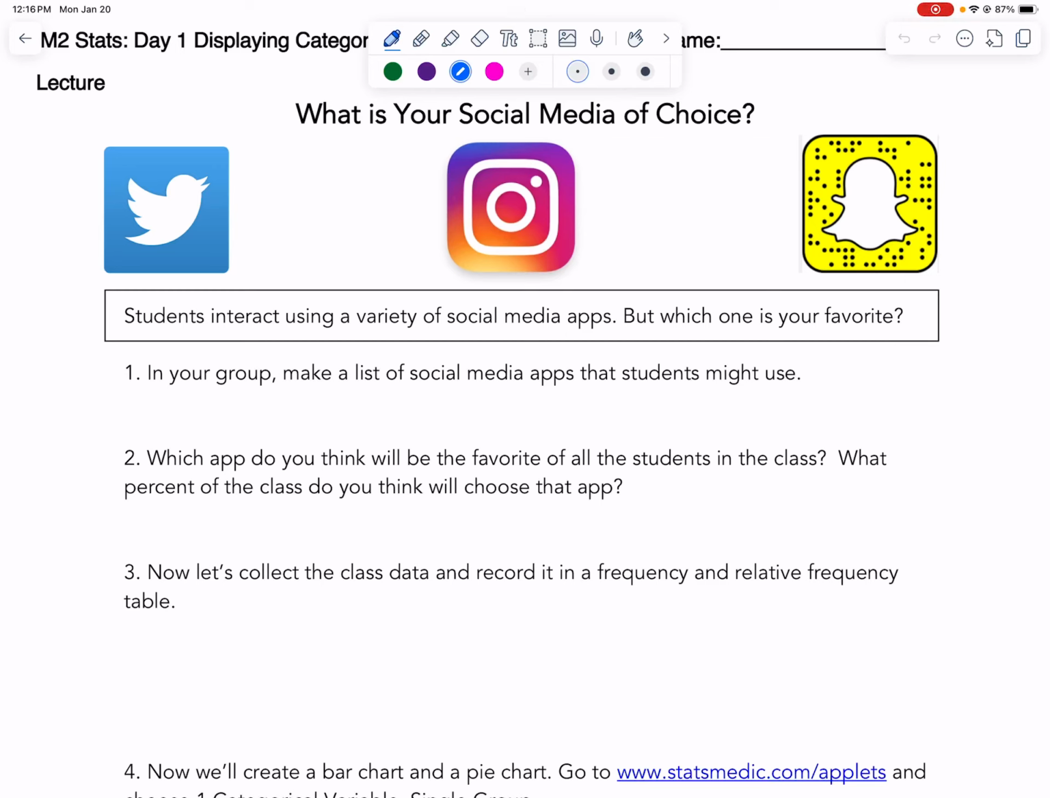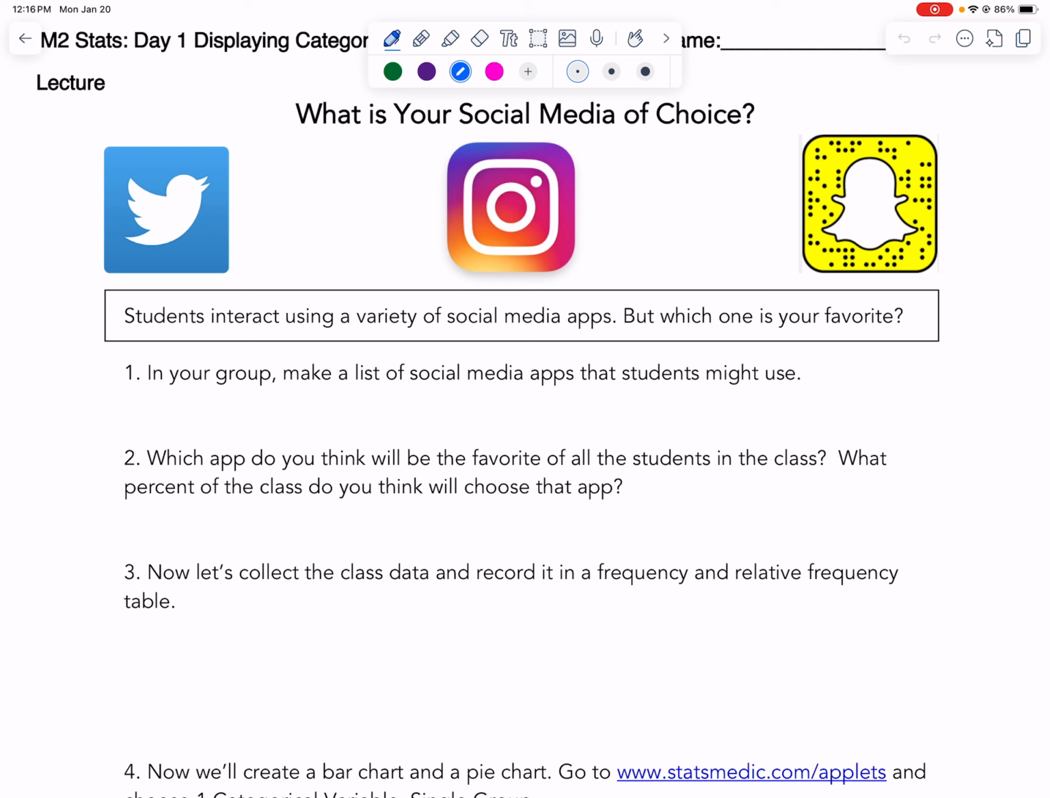Okay, so when we look at the stats unit, we're going to kind of discover what we're supposed to do. And we're going to go back and forth between either the graphing calculator, or we'll look at the app that is available to you guys. So we're going to first start off with our class discussion, where we broke into groups to see what social media students use. So we went through and we made a list.